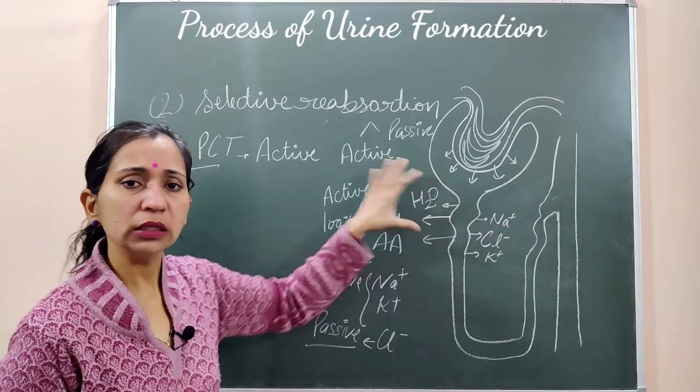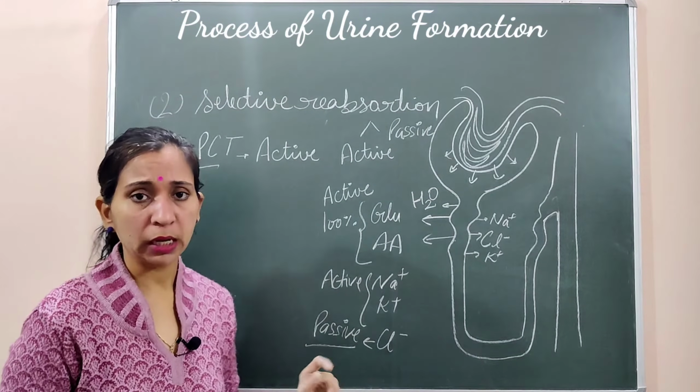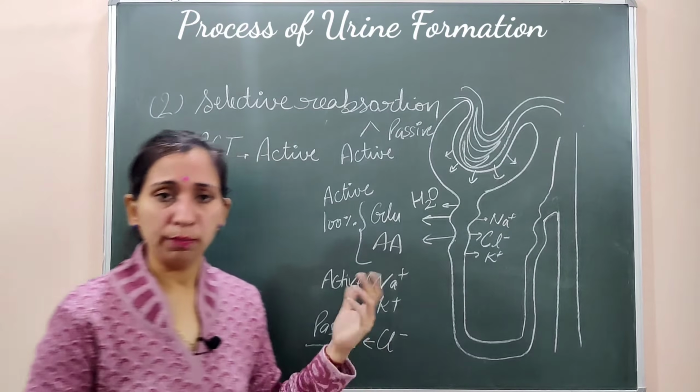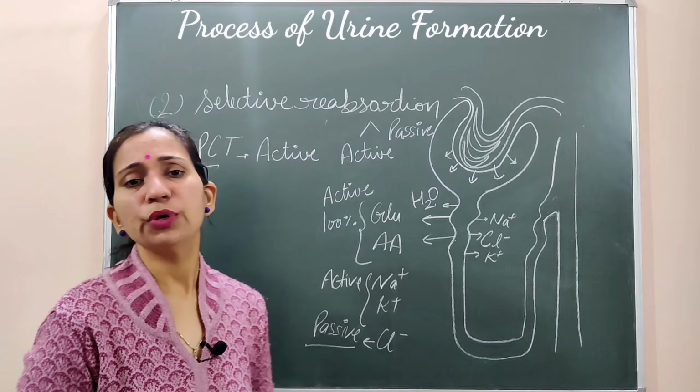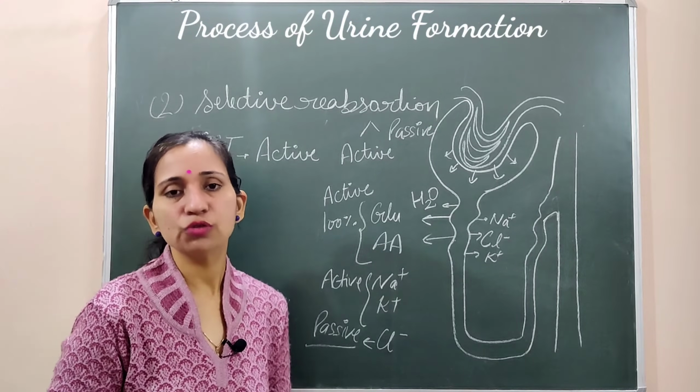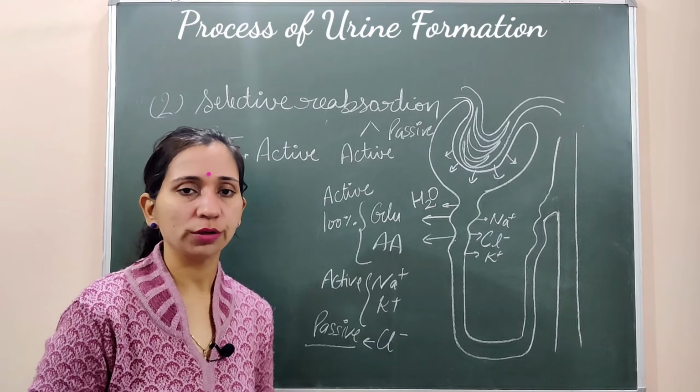PCT region के अंदर इतना सब चीजों का reabsorption हो गया है, and the cells which are playing a very important role in the reabsorption here, that is the brush border cuboidal epithelial cells which have a large number of mitochondria.